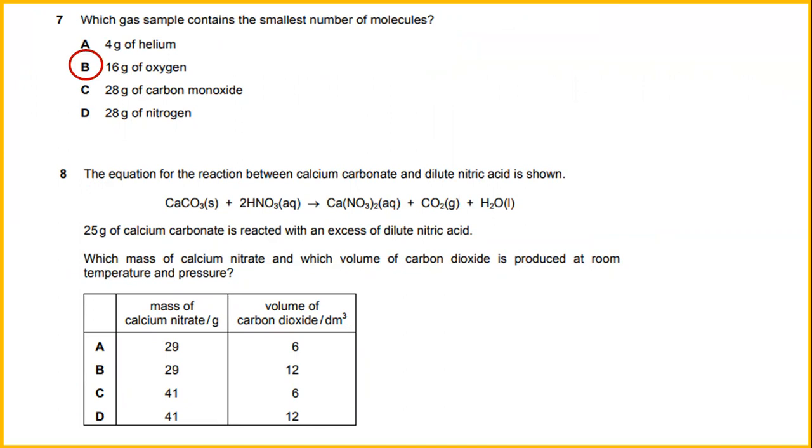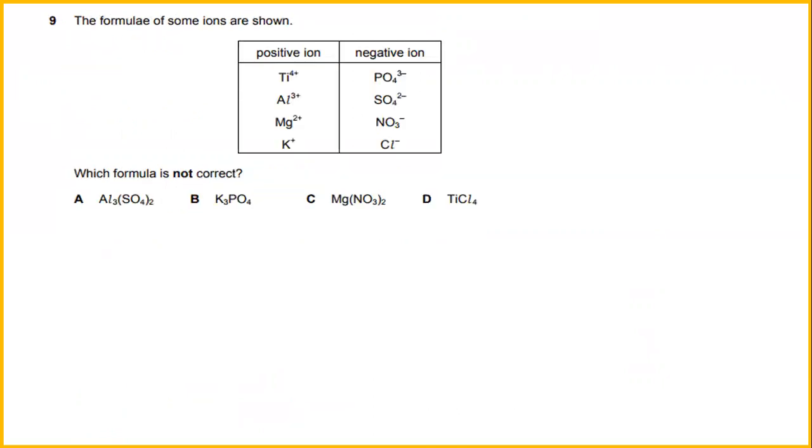The equation for the reaction between calcium carbonate and dilute nitric acid is shown. 25 g of calcium carbonate is reacted with an excess of dilute nitric acid. Which mass of calcium nitrate and which volume of carbon dioxide is produced at room temperature and pressure? So the answer for the mass of calcium nitrate is about 21 g, and the volume of carbon dioxide will be 6 dm³.